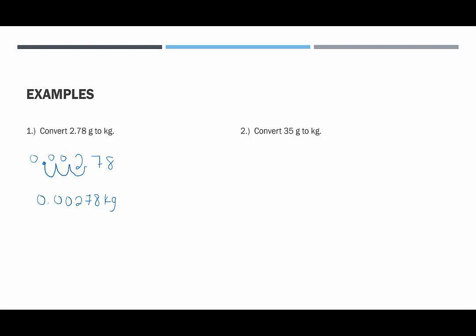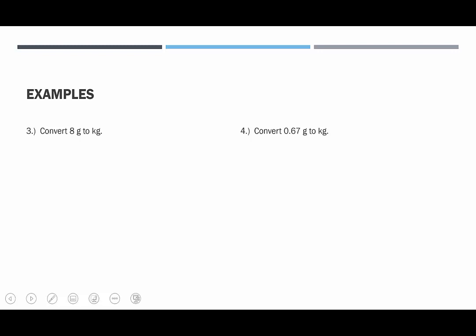Okay, how about our second example? Convert 35 grams into kilograms. So we're going to start with 35, and then how do we go from grams into kilograms? We divide by 1,000. This is a whole number, so the decimal point is at the end, and then we move the decimal point 3 places to convert to kilograms. 1, 2, 3, add the decimal point, add the leading zero, add the 0 to fill in that tenths place. So that means that 35 grams is equivalent to 0.035 or 35 thousandths kilograms.